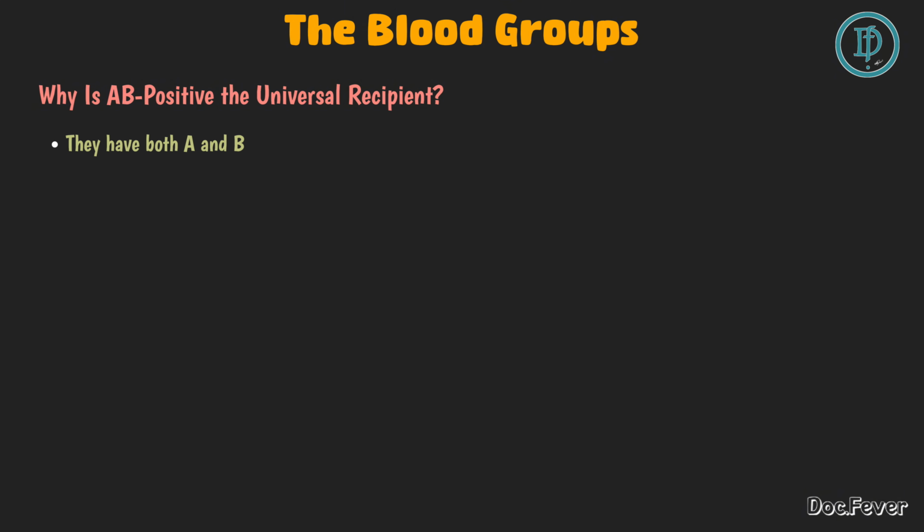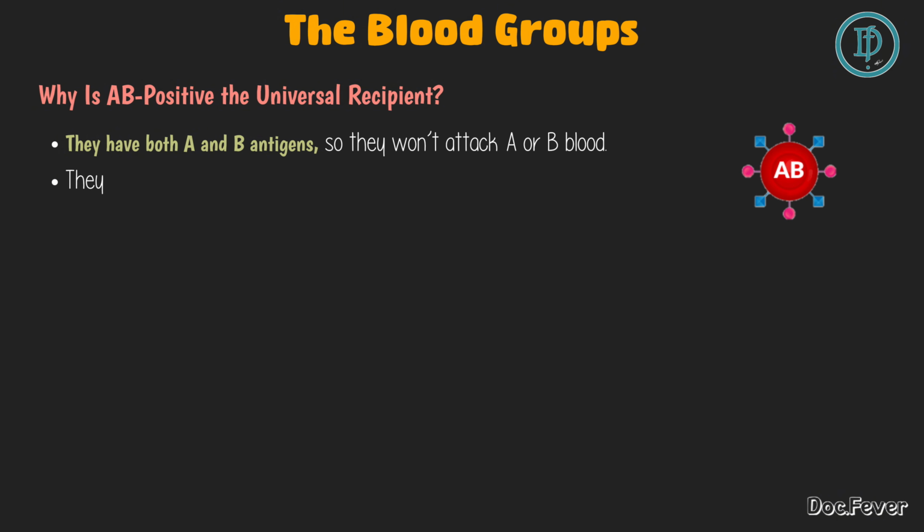At the last, we will discuss why AB positive is the universal recipient. People with AB positive blood are called universal recipients because they have both A and B antigens, so they won't attack A or B blood, and they have the Rh factor, so they can receive both Rh positive and Rh negative blood. So AB positive people can receive blood from any type without any issue.